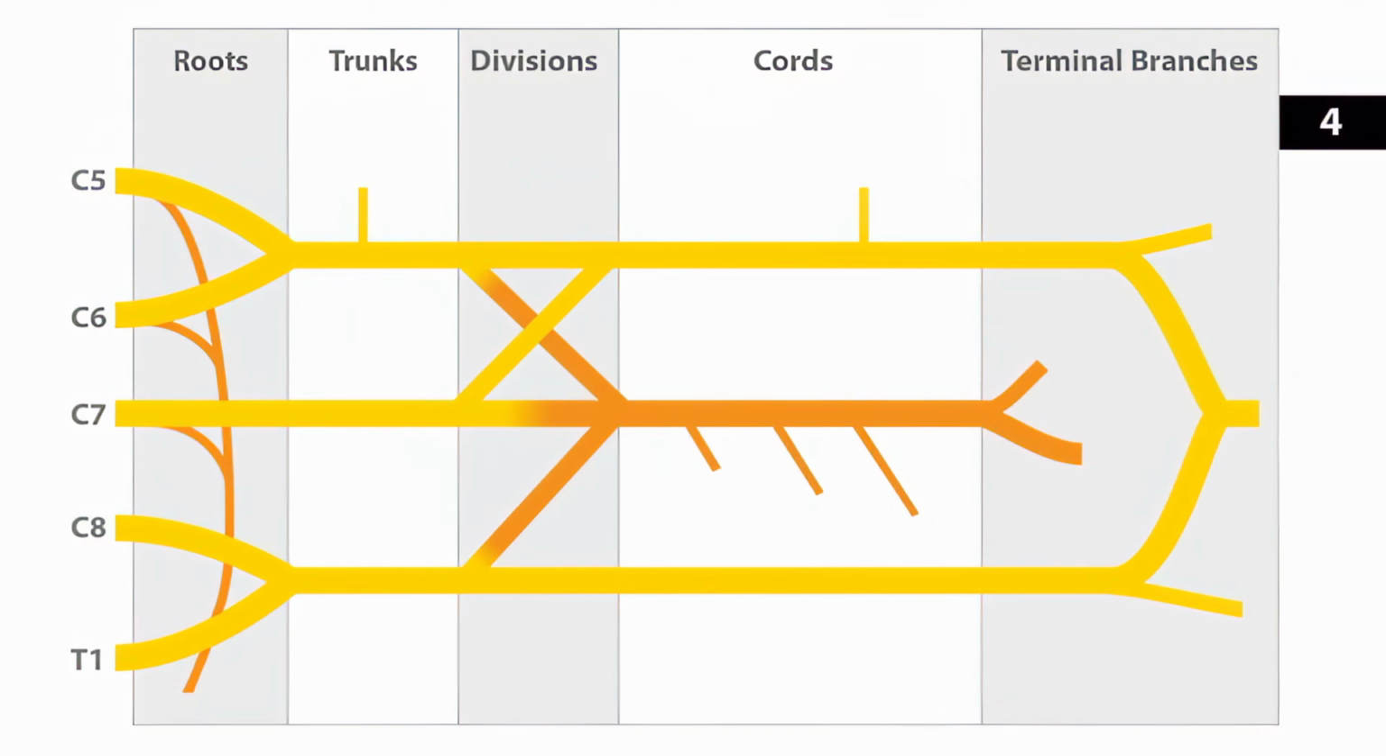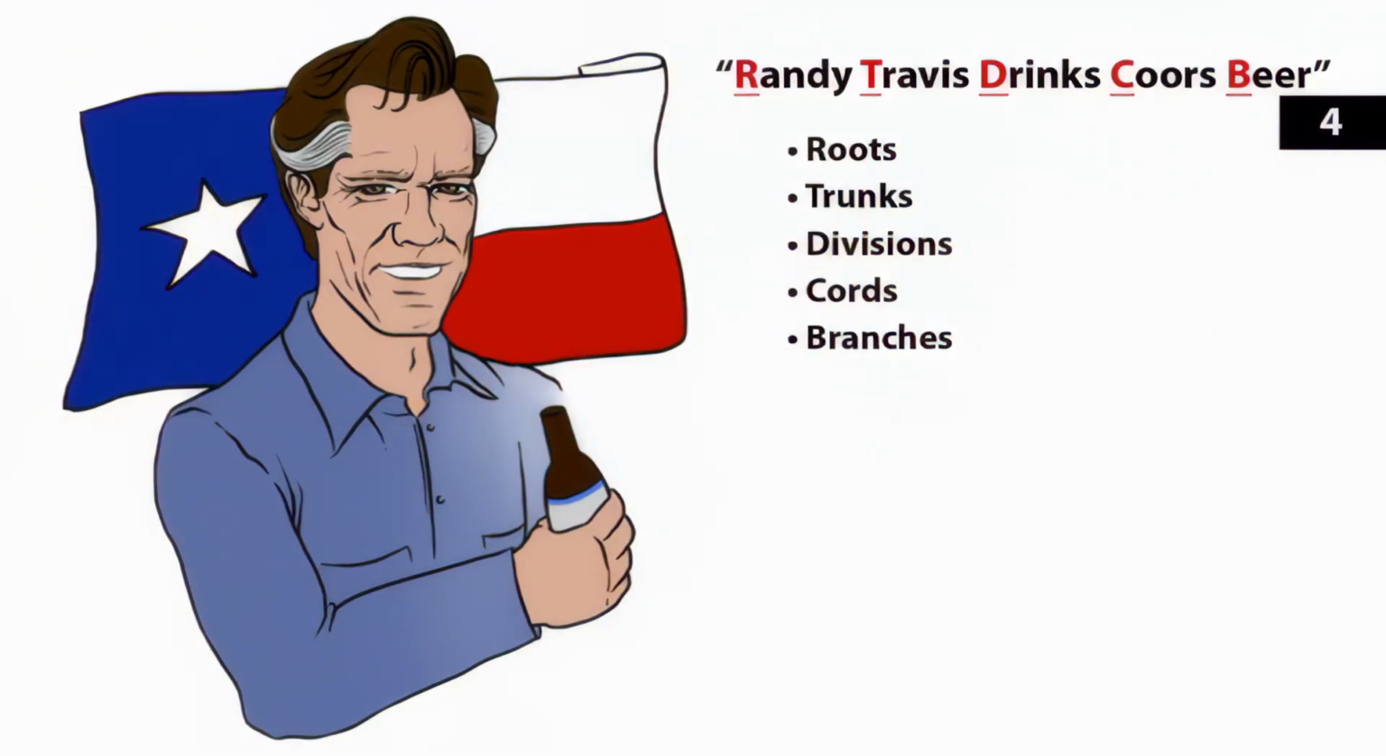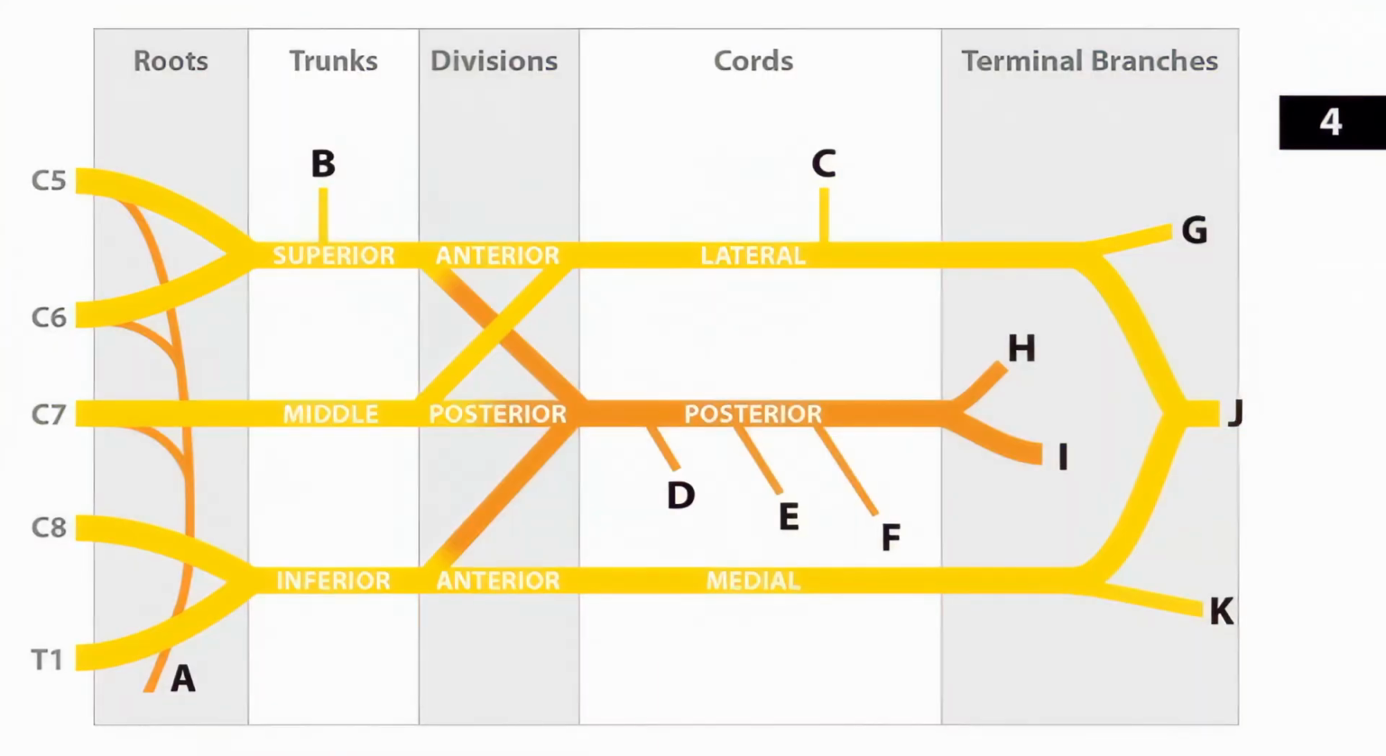There are a few different mnemonics that you can use to remind you of this. The one that we've used around here is Randy Travis drinks Coors beer, and that's going to go for roots, trunks, divisions, cords, and then branches. But whatever works for you. Let's go ahead and take a look at these. Okay, so let's label this brachial plexus. First one here, we have letter A. Letter A is the long thoracic nerve. The long thoracic nerve innervates the serratus anterior muscle. One good way to remember this is the word SALT, S-A-L-T. S-A for serratus anterior, L-T for long thoracic.